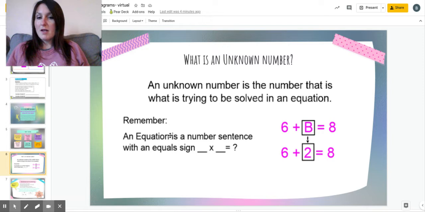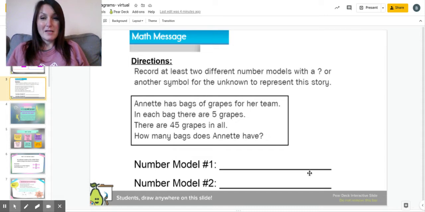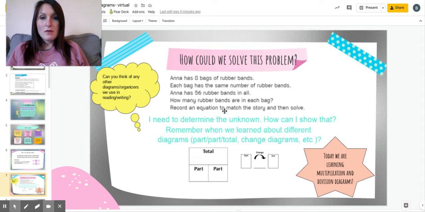So an equation is a number sentence with an equal sign. Anytime it says this equation, it's like our number model. That's what we had to do here. And so how could we solve this problem?